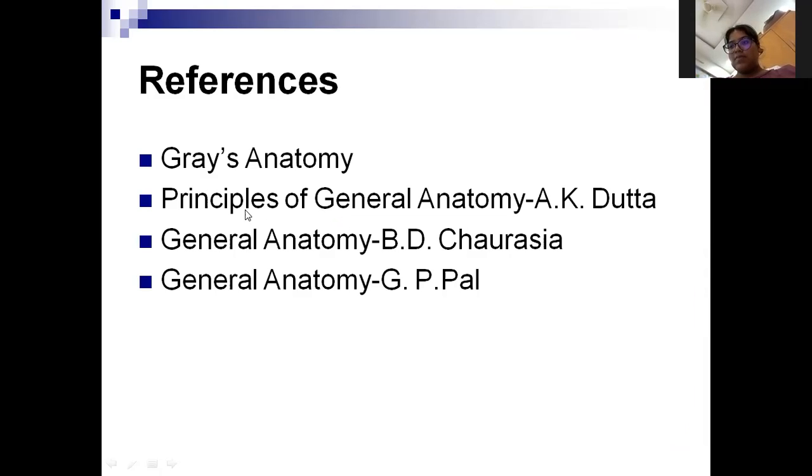If you are studying with BD Chaurasia, you can go with BD Chaurasia. Or there are many other books also.